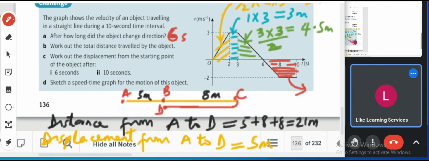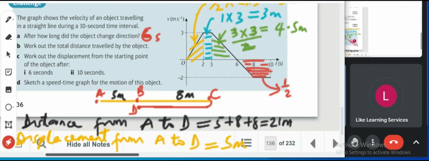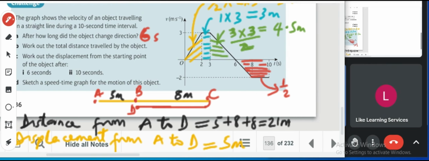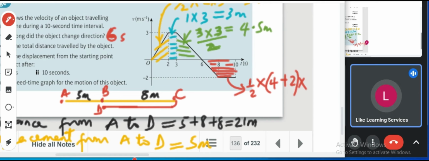And finally, the one in red, which is under, is half times the sum of parallel sides. The parallel sides are 4 up to 10. That's from here to here is 4, and from here to here is 2. Am I right? Yeah. So half times the sum of parallel sides, 4 plus 2, then times the distance between parallel sides, which is 2. Am I right? Yes. That's from here to here, 2.